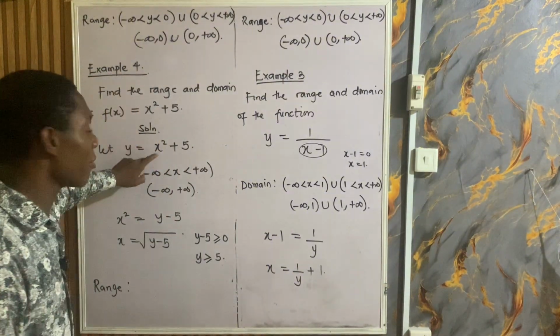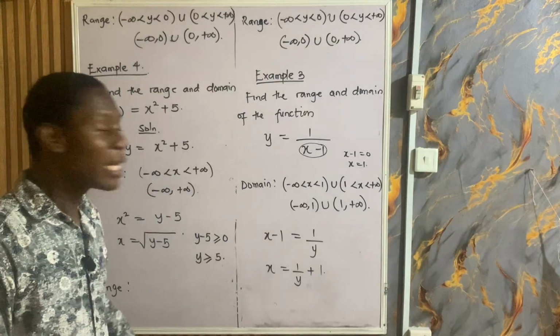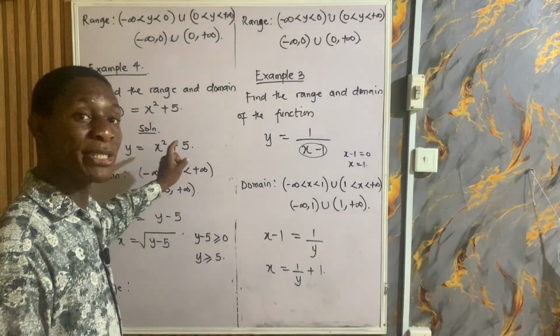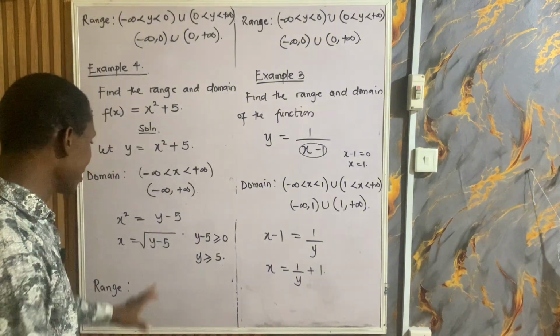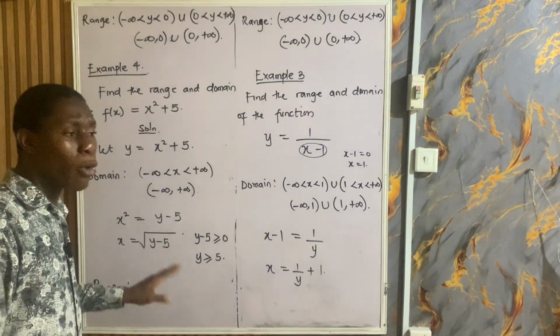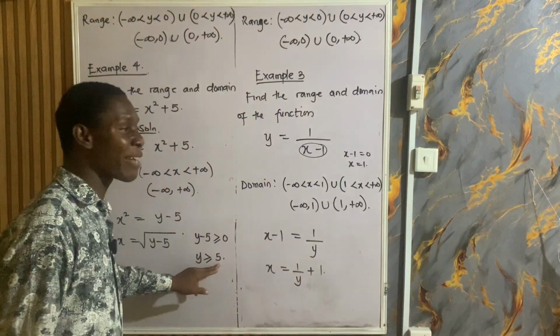And you can take that from here. Now there's no value of x you will put that will make you have a negative value for y. Even if you put minus 1000, by the time you square it, it turns positive eventually. So nothing will make y negative. So it still works with what we have here. So y cannot be negative. So y is only a positive value, and that positive value must start from 5 upward.